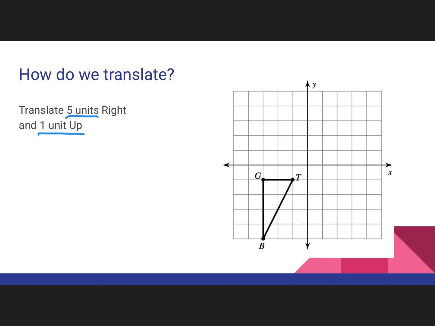So we're going to start with point G. I'm going to go 5 units right, 1, 2, 3, 4, 5, and 1 unit up to put it right there. That is the image of point G. Point T, again, is going to move 5 units right, 1, 2, 3, 4, 5, and 1 unit up. And point B is going to move 5 units right, 1, 2, 3, 4, 5, and 1 unit up.